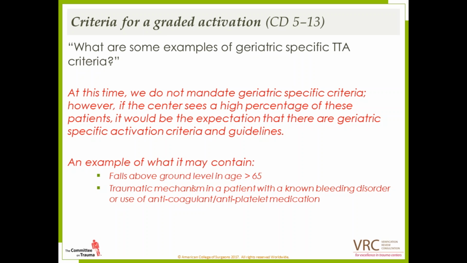Some examples of what it may contain: falls above ground level in patients greater than 65 years of age, or a traumatic mechanism in a patient with a known bleeding disorder or use of anticoagulant and antiplatelet medication. So these are just a few examples. As a trauma center, you can develop your own geriatric criteria. Just be advised that at the time of the site visit, the reviewers are going to ensure that you adhere to your own standards.